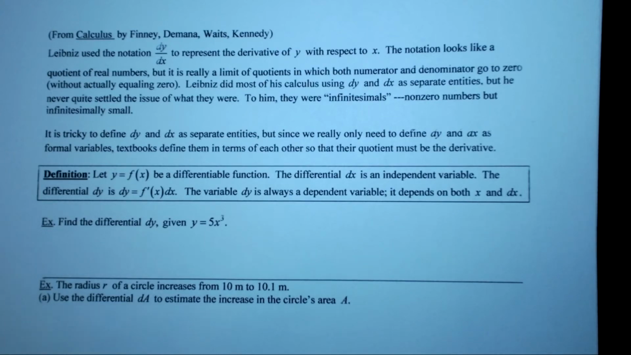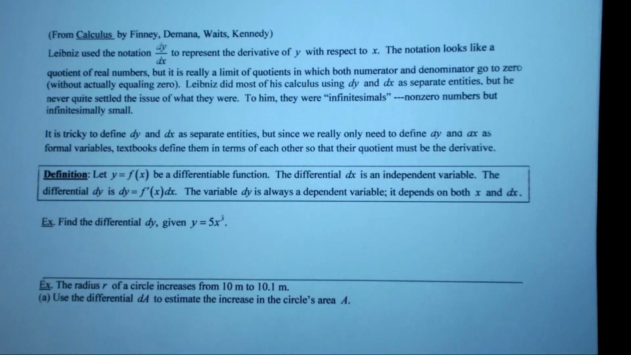Now a lot of you have probably seen the Leibniz notation, and it's kind of confusing, and sometimes it makes sense, sometimes it doesn't make sense, and this kind of explains why that's the case. It says that Leibniz used the notation dy over dx to represent the derivative of y with respect to x. The notation looks like a quotient of real numbers, but it is really a limit of quotients in which both numerator and denominator go to 0 without actually equaling 0. So they're limits, so to speak.